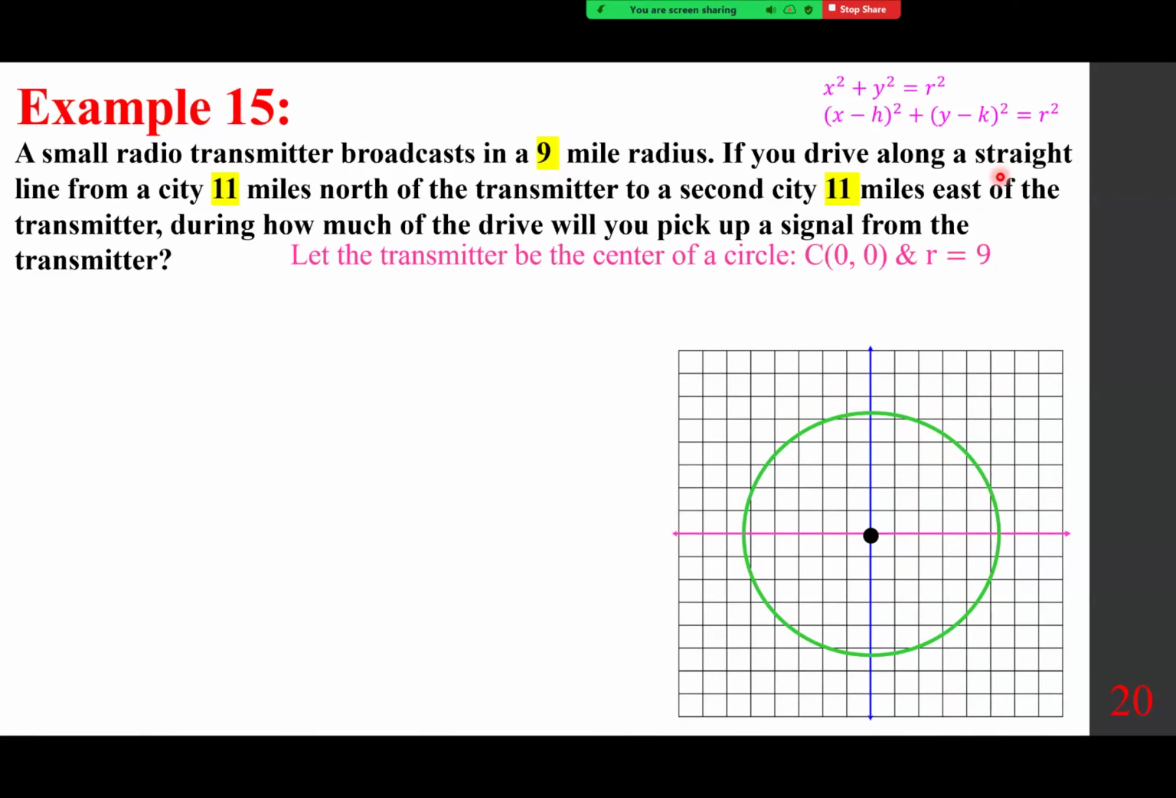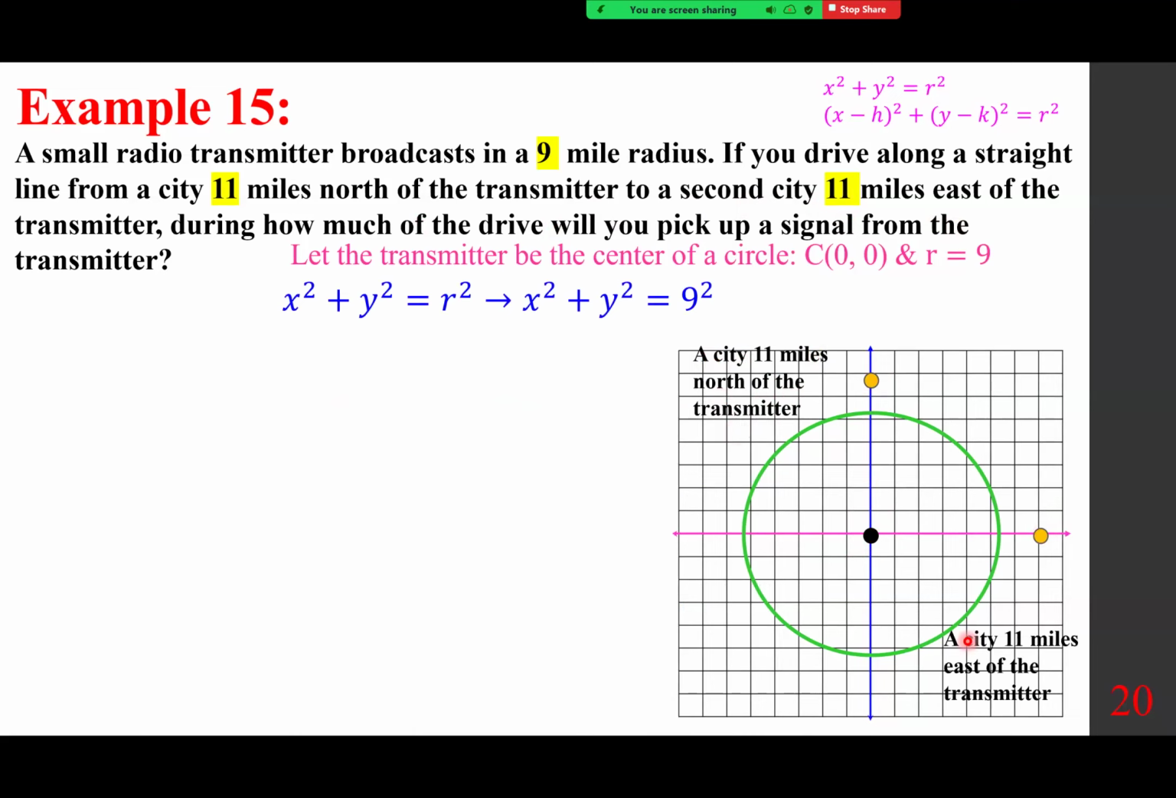If you drive along a straight line from a city 11 miles north of a transmitter, so 11 miles up here, to a second city 11 miles east, that means from a city 11 miles north of the transmitter to a city 11 miles east of the transmitter. If you connect these two, it gives us a line. So where can we pick up?